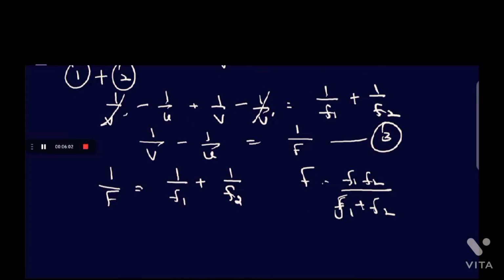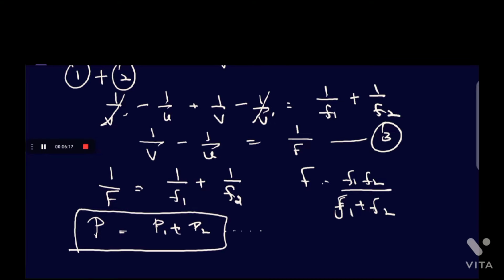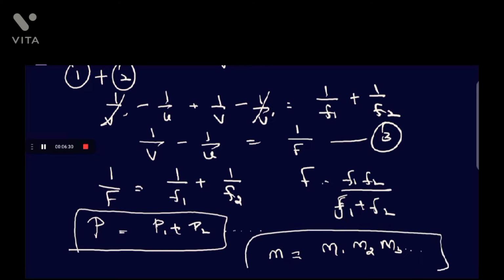And the total power, which is nothing but the reciprocal of the focal length, can be P1 plus P2, and if there are n number of lenses, all the powers can be added together and you will get the total power. So this is your power formula with respect to the combination of the lenses. And if you have many lenses combined together, the total magnification is nothing but the product of individual magnifications. Just know the formula for the total magnification if you use more than a lens, right?